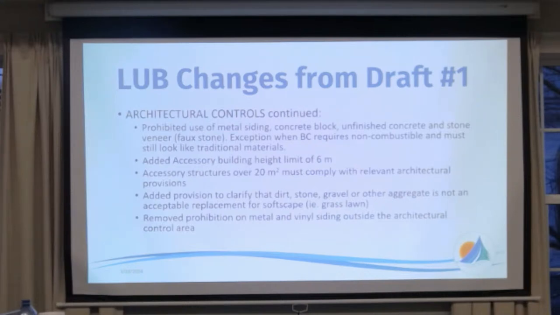So large accessory structures, basically anything over 20 square meters, have to comply with the architectural provisions, so that would be your siding and window proportions and those kinds of things. We've added a new provision to clarify that basically all lots require some amount of softscaping or lawn area, and that stone or gravel or other aggregate material is not an acceptable replacement. You might have seen in arid environments sometimes people will replace their front yard with stone, and there can be reasons that makes a lot of sense, and in certain environments I think that can be totally acceptable, but it's definitely not something we're used to here in Chester, and I think it would stand out. So that came through discussion as well.